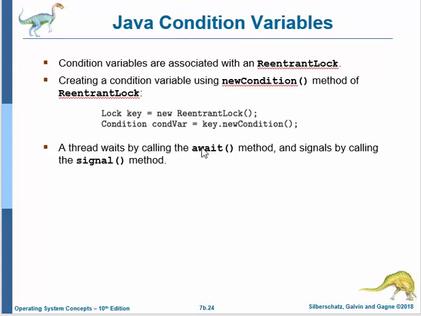Once the condition variable has been obtained, we can invoke its await method and signal method, which function in the same way as the wait and signal commands we discussed earlier.